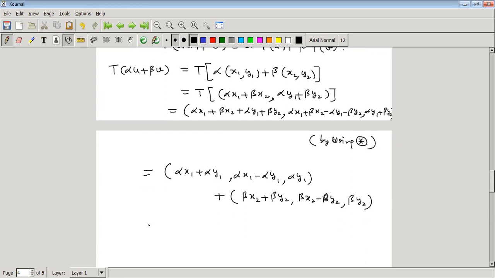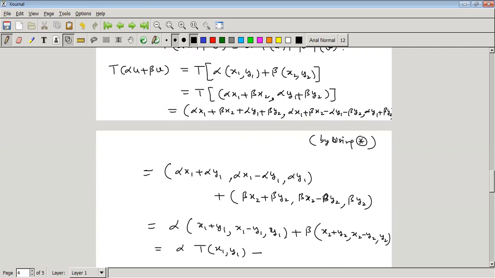So we can take alpha to be common from first. So it becomes x1 plus y1, comma x1 minus y1, comma y1. We can take beta to be common from second. It becomes x2 plus y2, x2 minus y2, y2. And this is nothing but T of x1, y1 by transformation star, and this is nothing but T of x2 comma y2.